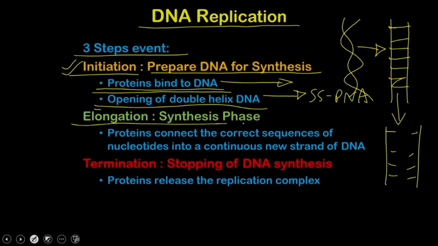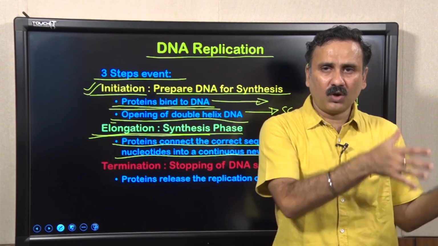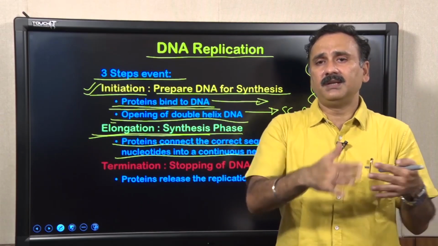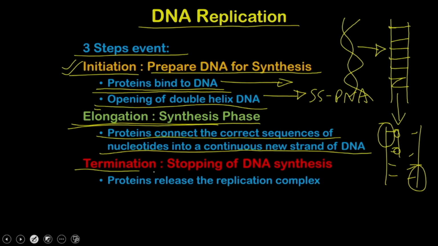Then you have the elongation step. In the elongation step, the DNA machinery is going to sit onto this strand as well as onto this one, and then it starts adding the nucleotides, and that is how it starts the synthesis of the second strands. In the elongation step, the protein will connect the correct sequence of nucleotides into a continuous new strand of DNA, and once the DNA machinery reaches the end of the sequence, it is going to stop the synthesis, and that is the third step, the termination, which stops the DNA synthesis.